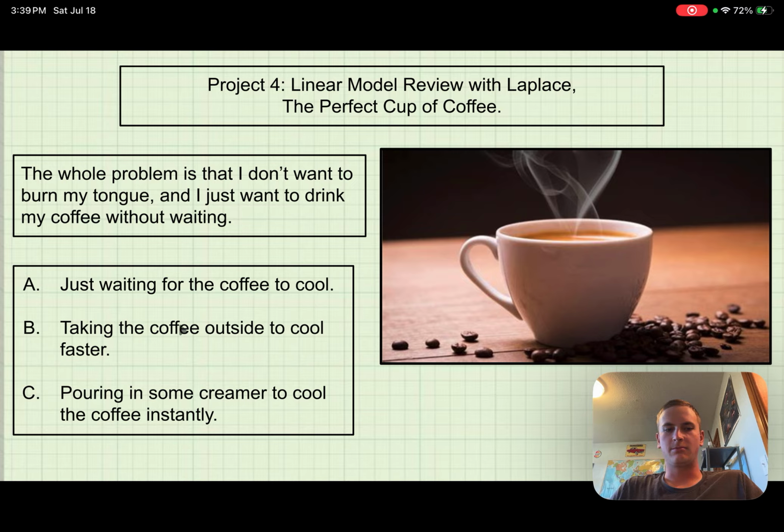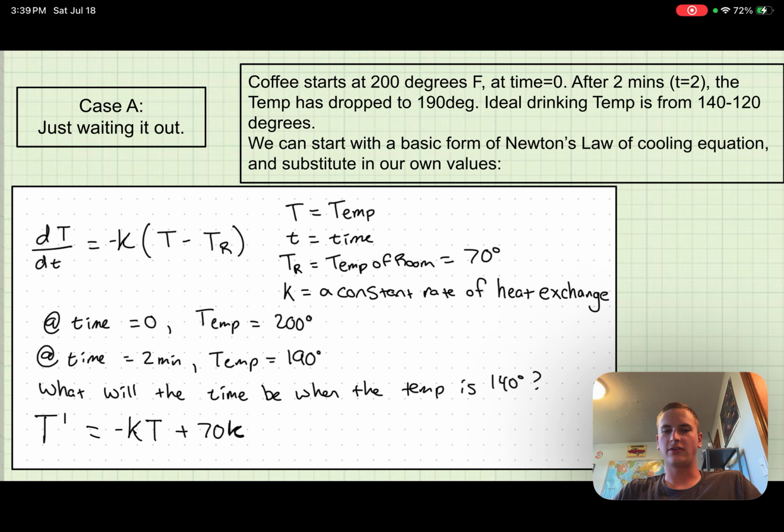It's fine. B, taking the coffee outside to cool faster, assuming it's in the wintertime. We're going to look at that. And then C, pouring in some creamer to cool the coffee instantly. We're going to look at all of these three scenarios. First, case A, just waiting it out. In all these cases, the coffee is going to start at 200 degrees at 0 time. And then at 2 minutes, the coffee is going to have dropped to 190 degrees. That's the same for all three cases.